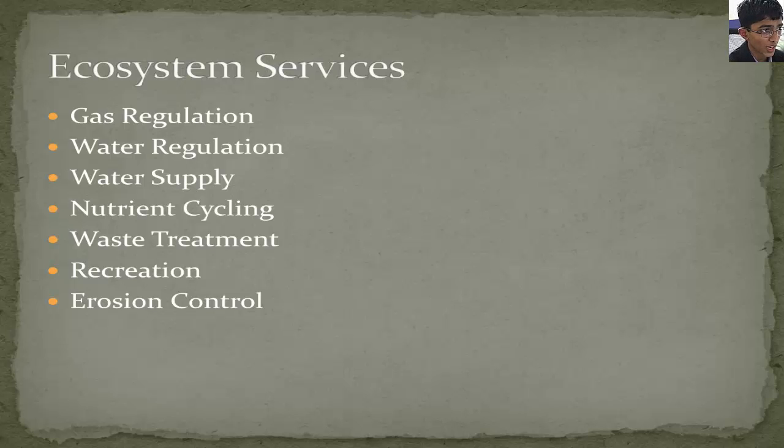So the first one is gas regulation. Well, what is gas regulation? Well, it's basically telling us that the CO2, carbon dioxide, and the O2 have to balance. And we need both to be equalized and balanced. This is because when there's too much CO2, it's harder for animals and humans to breathe. And when there's too much oxygen, there are fewer plants to live.